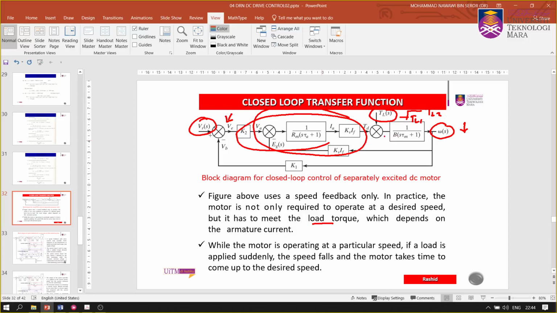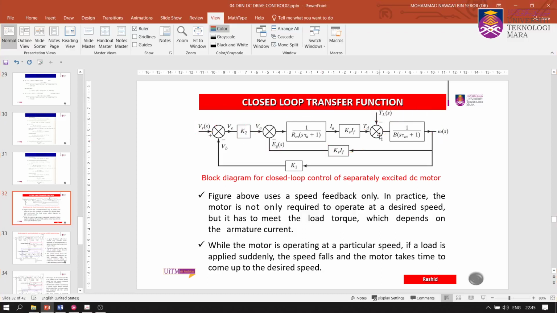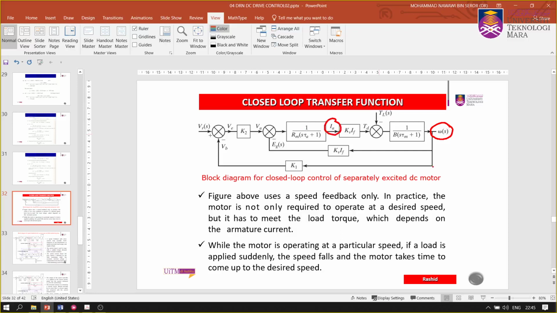So there is a need for us to have the current control loop, whereby we not only sense the omega s here, we also sense the current, because we know that the torque equals K flux IA, the armature current. So once torque increases, IA also increases. So if we can sense the armature current, and we have an inner closed control loop for the current, then the motor will take less time. It will go quickly to the desired speed, even though it could drop a little bit. So we need that inner current loop.